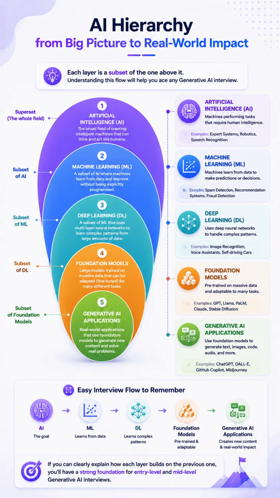Inside AI comes machine learning. Instead of writing rules for every situation, we give computers lots of data, and they learn patterns from that data. Once trained, they can make predictions or decisions. For example, predicting house prices, detecting spam emails, recommending movies, or identifying fraudulent transactions. So remember, AI is the goal. Machine learning is one way to achieve that goal.